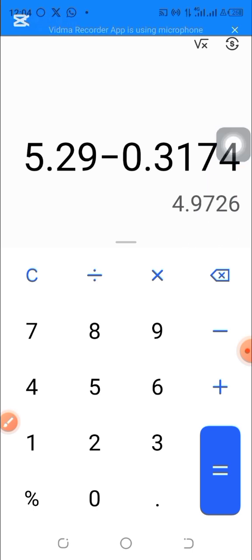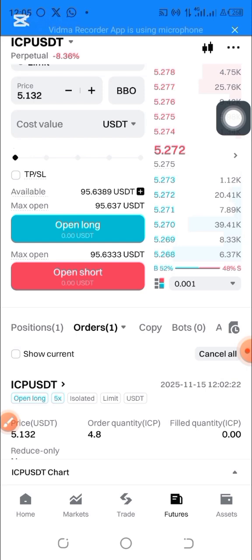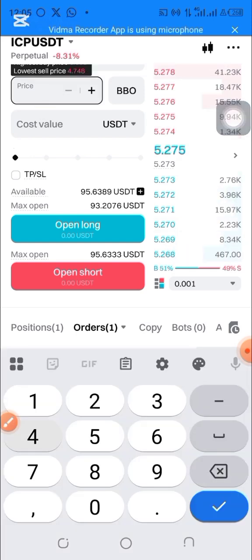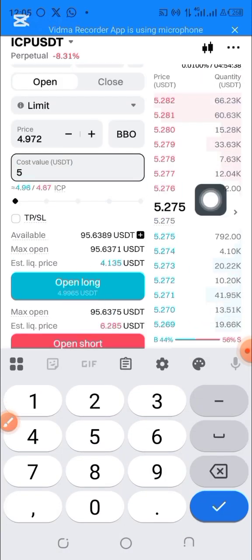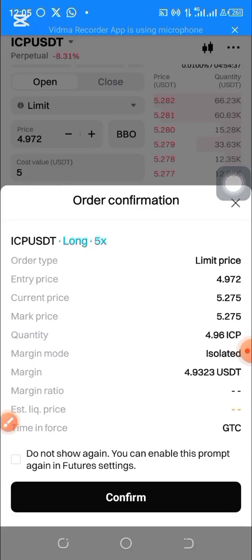That is when I'm going to spend the last $5 that I have budgeted on this ICP, at 4.9726. So I will come here again and type 4.9726. Then I put my last $5 here and I will click on open long again, open long, then I will click on confirm.